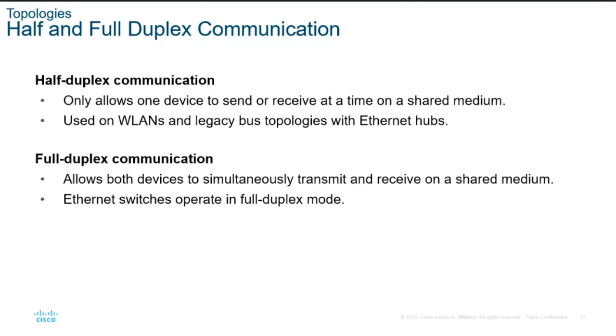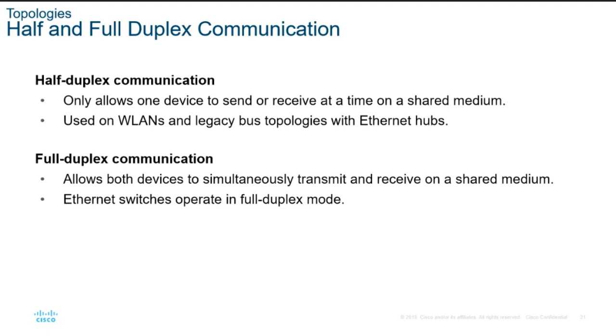So in half duplex, both devices can transmit and receive on the media but cannot do so simultaneously. It only allows one device to send or receive at a time on a shared medium. It is used on WLANs and legacy bus topologies with Ethernet hubs. So half duplex: the server sends first while the hub receives, or the hub sends while the server receives. Only one at a time.